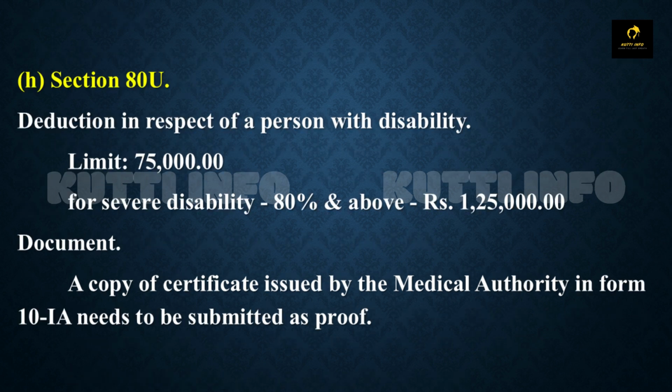Section 80U: deduction in respect of a person with disability. Limit: 75,000 rupees. For severe disability, 80% and above, 1,25,000 rupees. Document: a copy of the certificate issued by the medical authority in Form 10I needs to be submitted as proof.